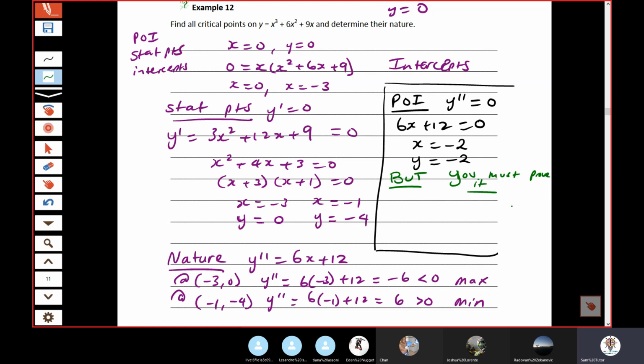Every year, I've still had one student that slips through the crack and forgets to prove it. Even if the question just says, just find the point of inflection, don't just stop at that. You have to prove it, because it's not a point of inflection until you prove it. How do we prove it?